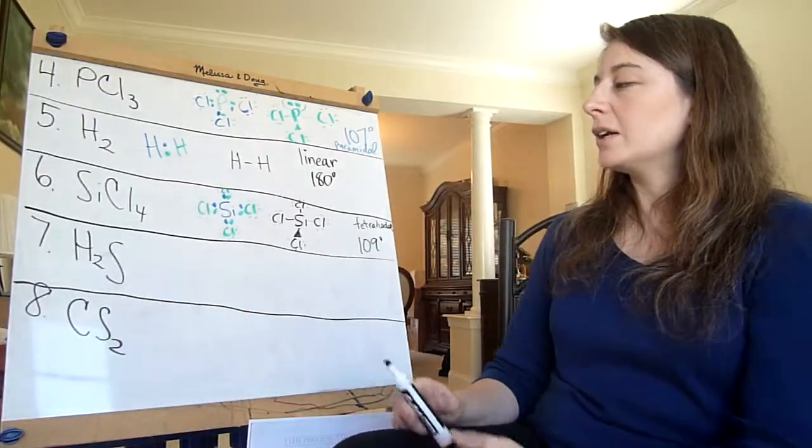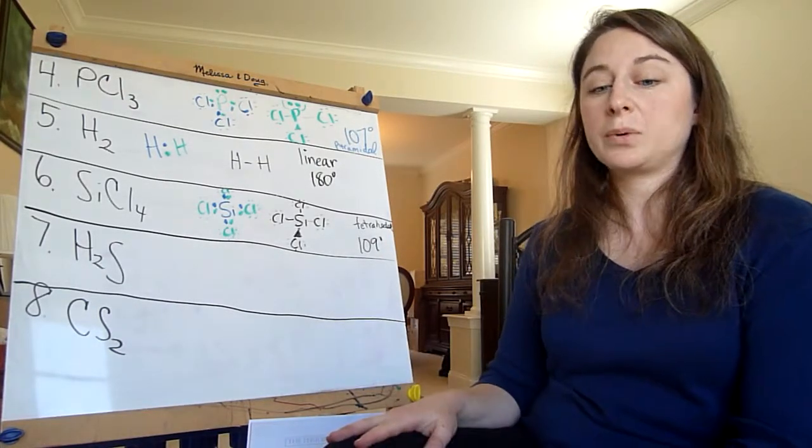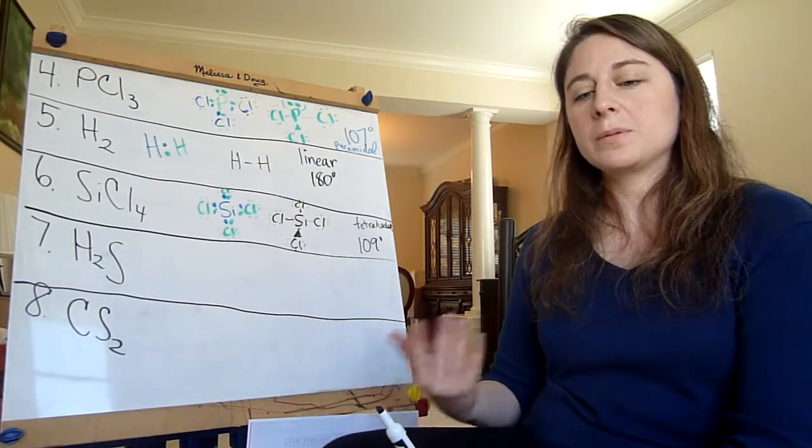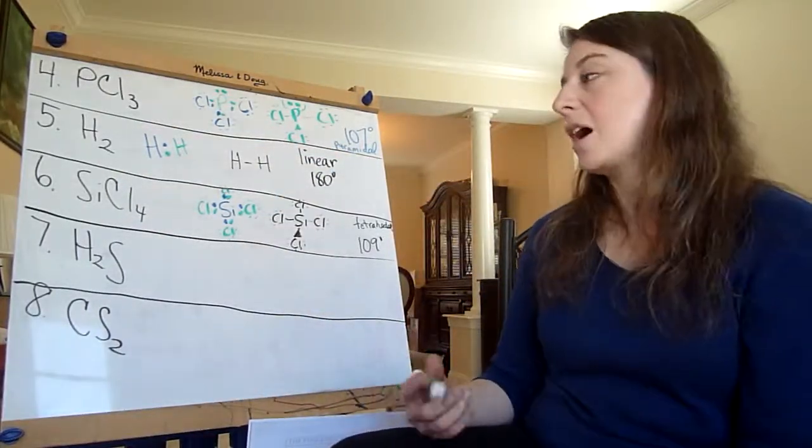Then here we've got H2S. Oh, I didn't tell you, these are the practice problems from the textbook. So this is practice problems for Module 9, problems 4, 5, 6, 7, 8. We probably won't have time for them in class, so here they are.